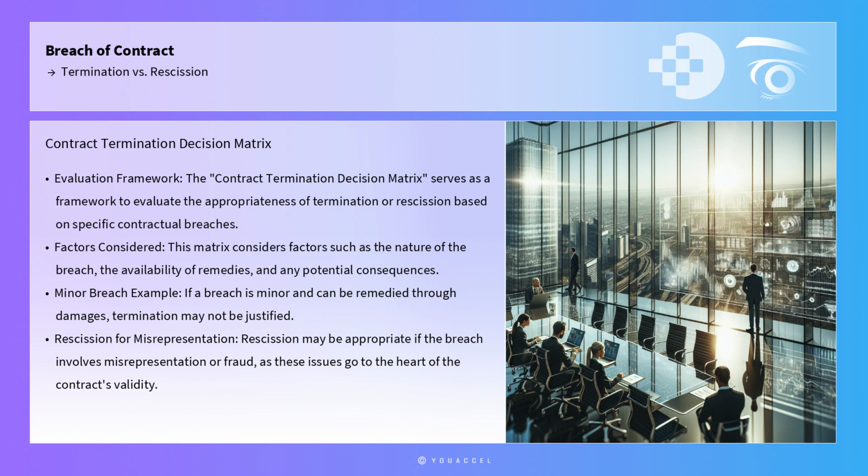A practical tool for professionals navigating these concepts is the contract termination decision matrix, which serves as a framework to evaluate the appropriateness of termination or rescission based on specific contractual breaches. This matrix considers factors such as the nature of the breach, the availability of remedies, and any potential consequences. For example, if a breach is minor and can be remedied through damages, termination may not be justified. In contrast, rescission may be appropriate if the breach involves misrepresentation or fraud, as these issues go to the heart of the contract's validity.